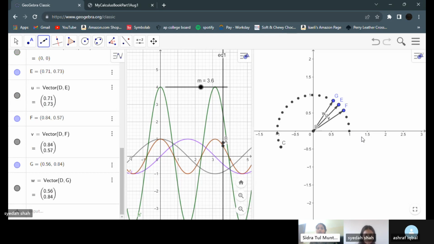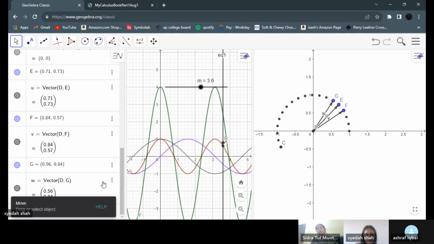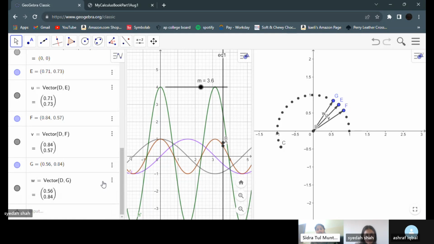Okay, so now you can take that, move the cursor. So we have taken the vectors, and now we are going to find the velocity of these vectors. So how are we going to find the velocity? This is another way to take the derivative or to find the velocity.